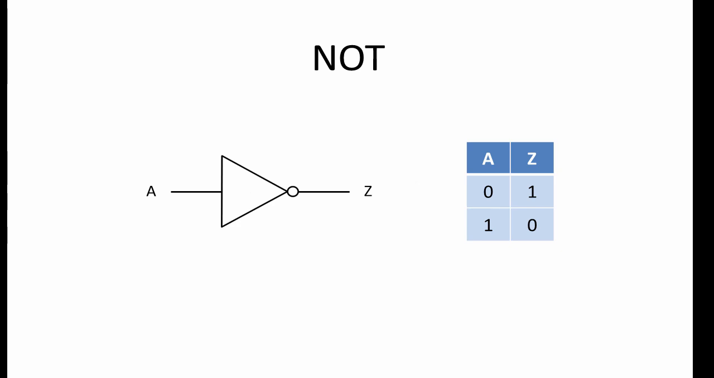This is a NOT gate. The input has been labelled A and the output has been labelled Z. You can see in the truth table that when A is 0, Z is 1, and when A is 1, Z is 0.